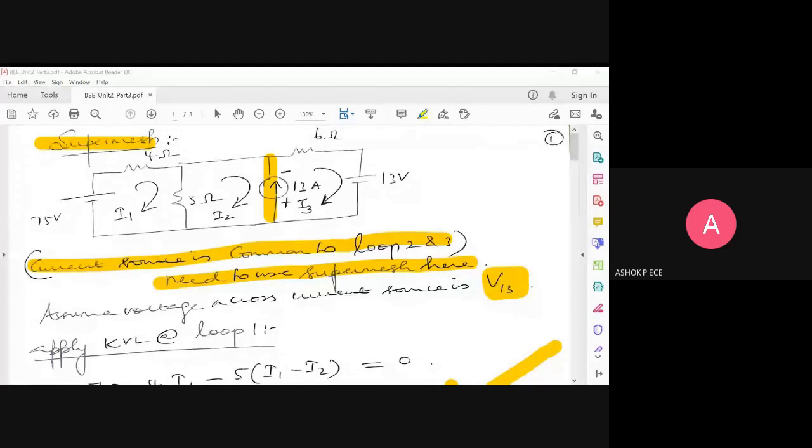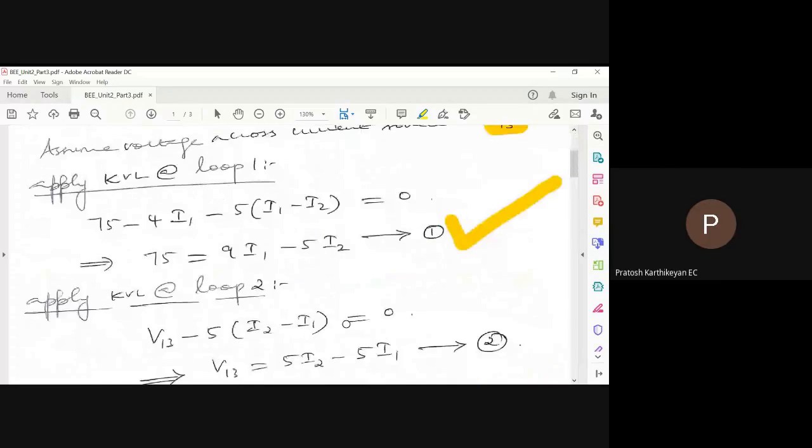Pratosh, can you say the KVL equation in loop 2? Yes. V13 minus 5 into (I2 minus I1) equal to 0, correct? Yeah, 0.